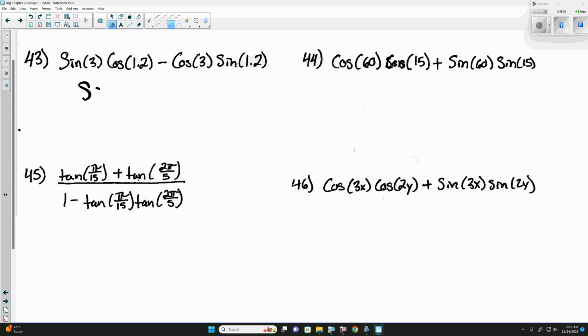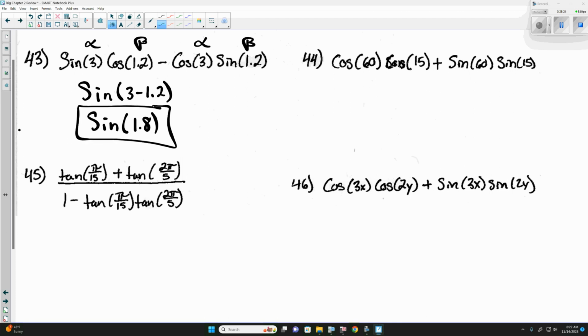Now the question is, what's alpha and what's beta? Well, it's sine of alpha, cosine beta, cosine alpha, sine beta. So it'd be 3 minus 1.2. You can do 3 minus 1.2 in the calculator. It should give you sine of 1.8.